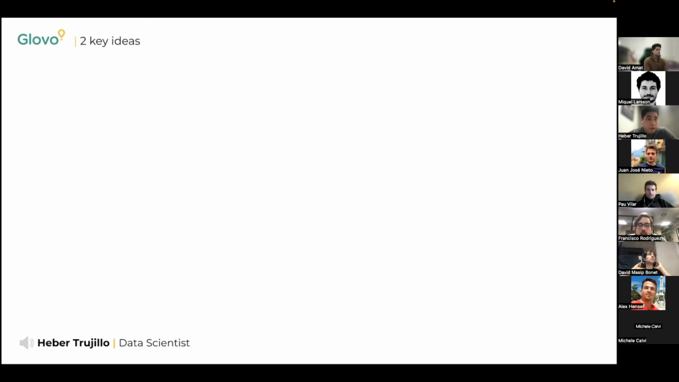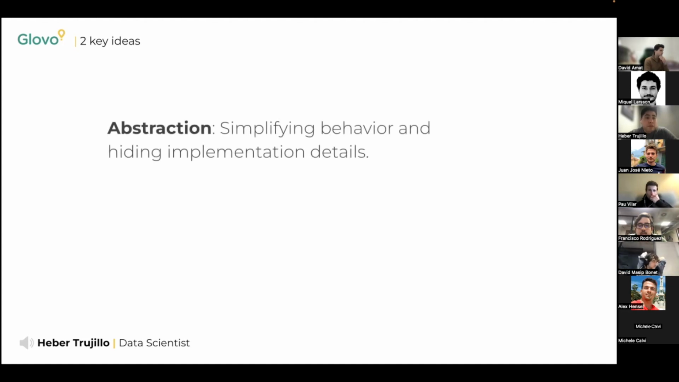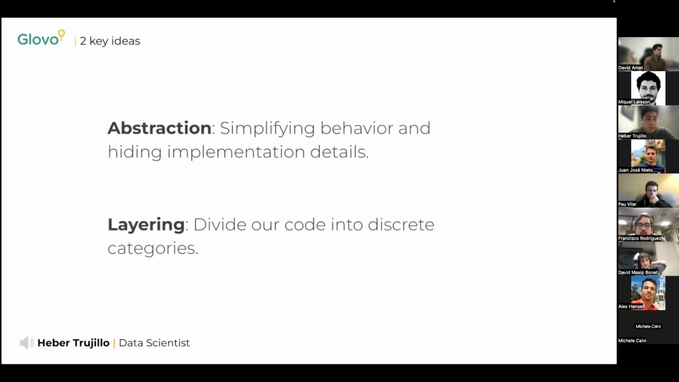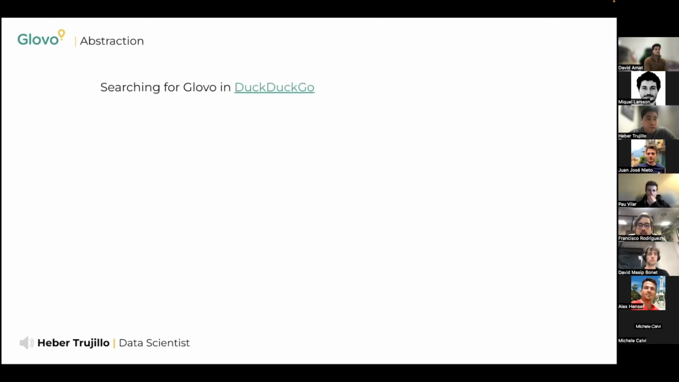But before going deeper into the principles, I want to mention two key ideas. The first one being abstraction, right, which means simplifying behavior and hiding implementation details. And the second is layering, which means dividing our code into discrete categories, more or less like modularizing, but not just that, right? Okay, so let's discuss what I mean by abstraction.